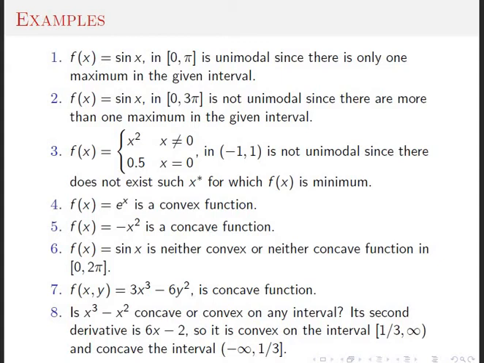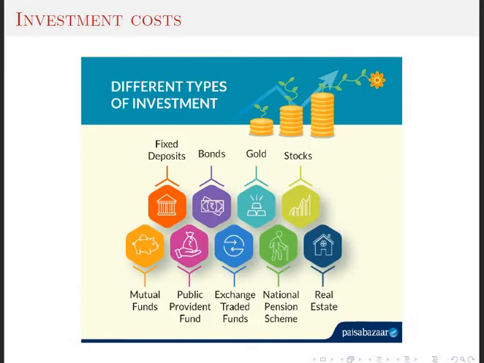Exponential function is a convex function in every domain, but it is not a unimodal function. Minus x square is a concave function everywhere. Now, let us consider a few examples from the management field in which optimization has an important role. Let us begin with investment.